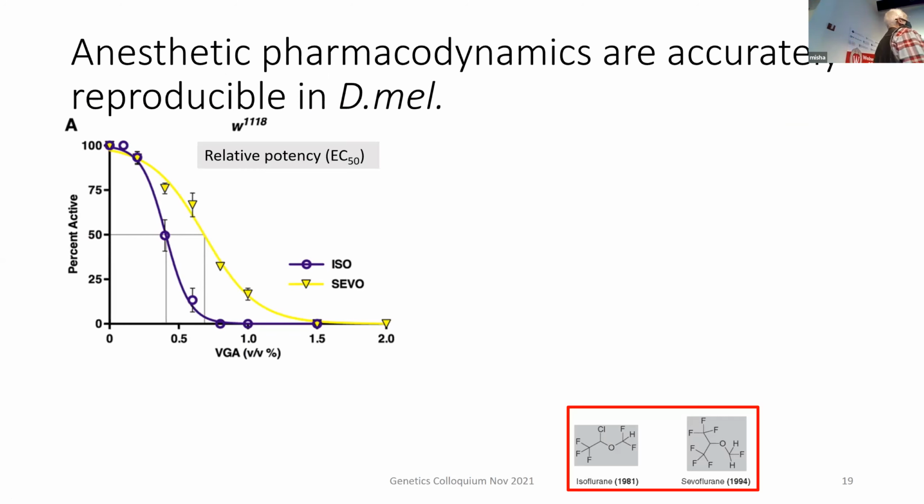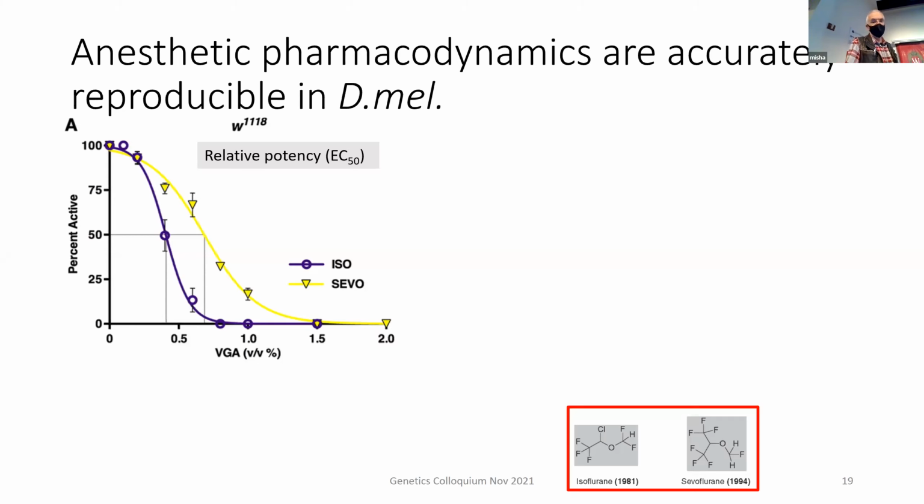We use a behavioral assay to quantify the effect of anesthetics. You can see that EC50 for isoflurane is about half of what it is for sevoflurane. It just so happens that this is approximately the same correlation as we have in higher animals and vertebrates. So this was reassuring that we reproduce this specific effect in two drugs.